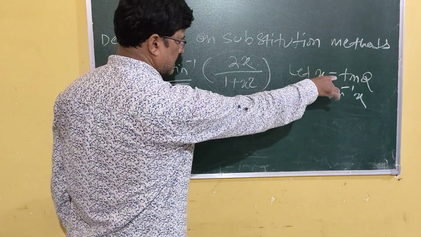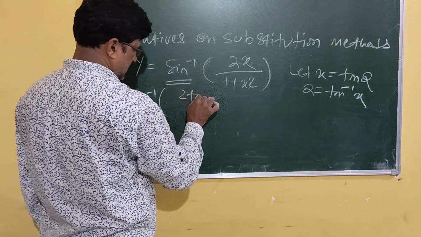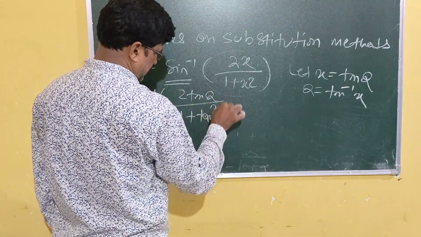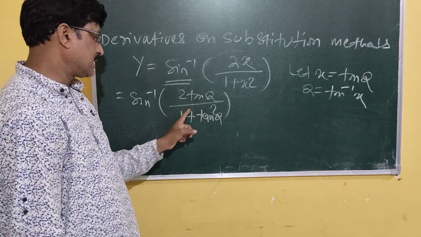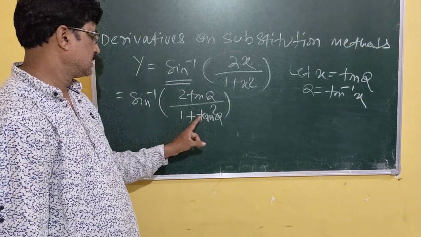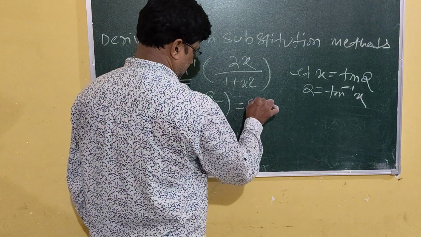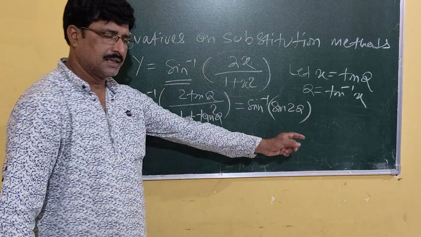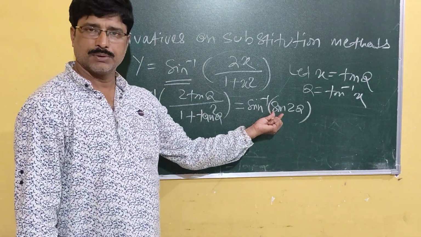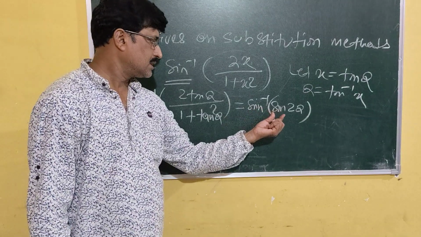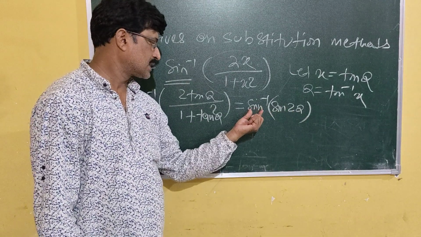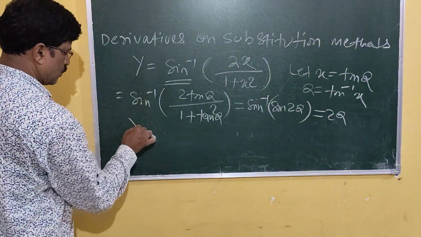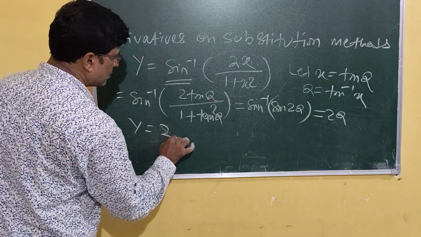Sine inverse of 2 tan theta by 1 plus tan square theta. As you know, 2 tan theta by 1 plus tan square theta is sine 2 theta. So it becomes sine inverse sine 2 theta. See, sine inverse sine x is equal to x. So sine inverse sine 2 theta is equal to 2 theta. So y is equal to 2 theta.